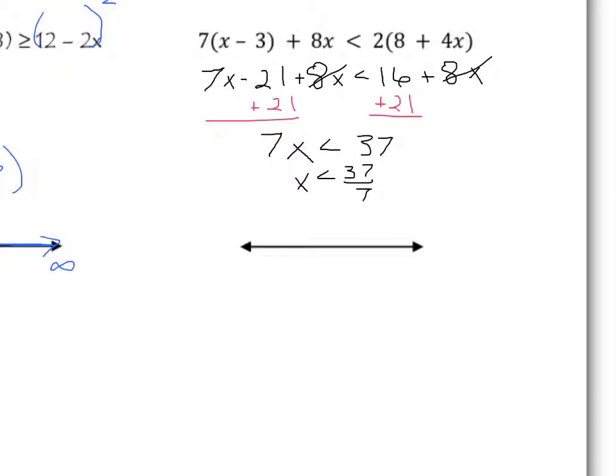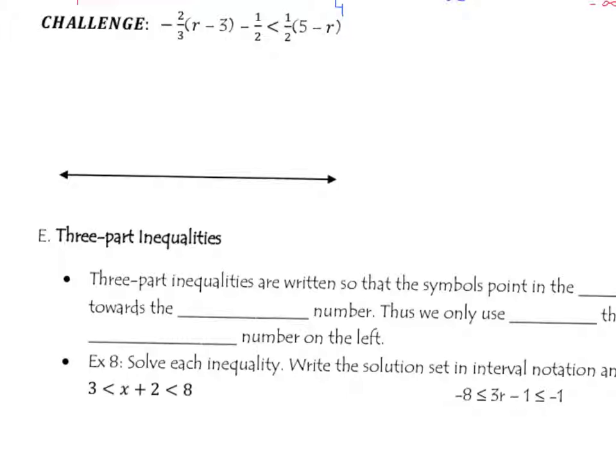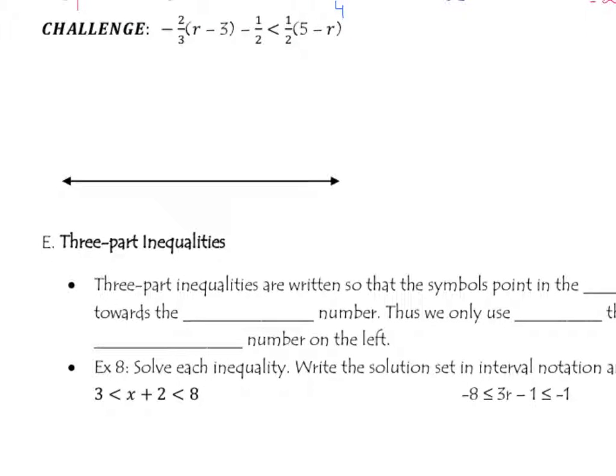And so now you have this fraction to carry around, but it's no problem because all you're going to do is come down to your number line and pick any point and call it 37 sevenths. And then you're going to draw toward the left because x is less than, and your interval will be negative infinity to 37 sevenths, like that. Okay, I'd like you to go ahead and try this challenge problem and then come back and we'll do it together.